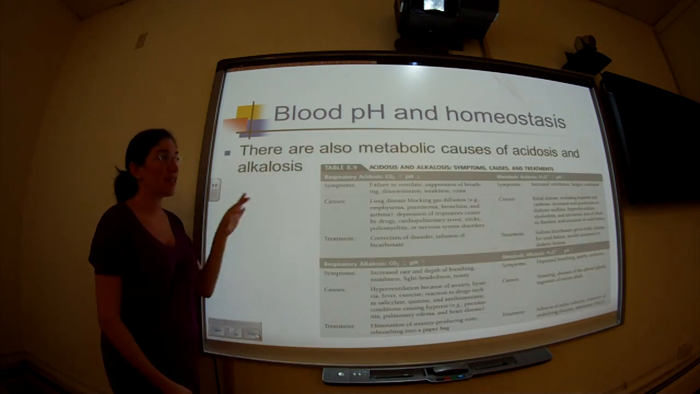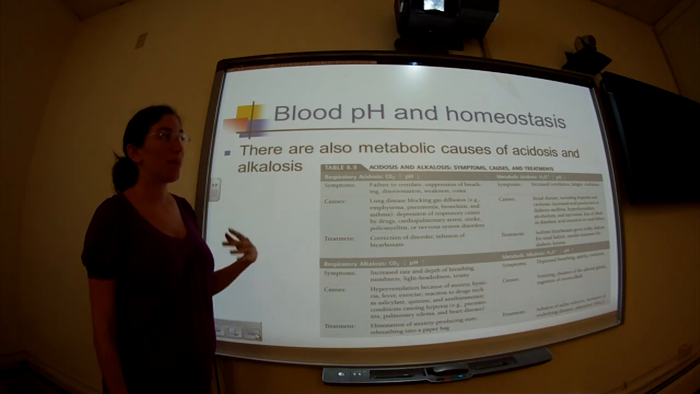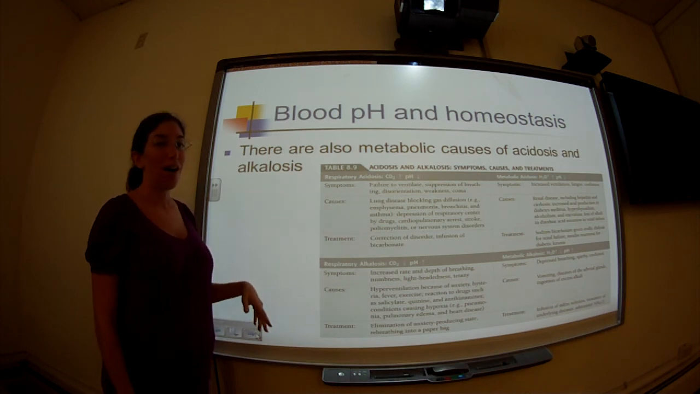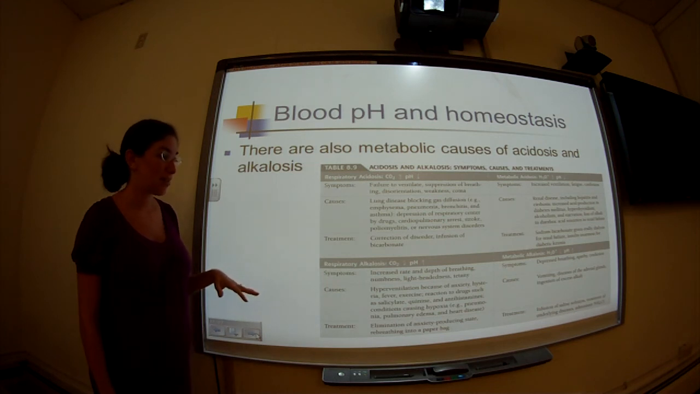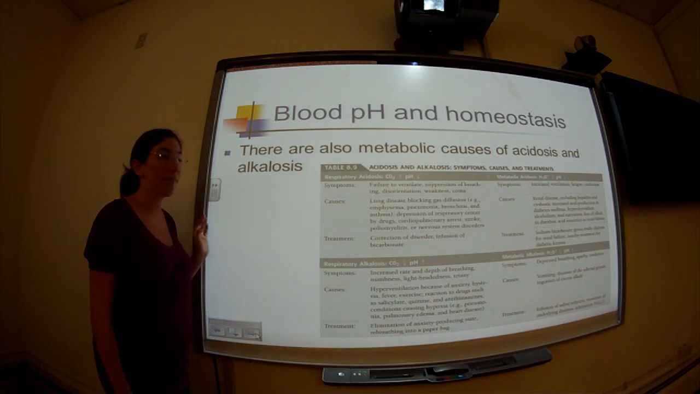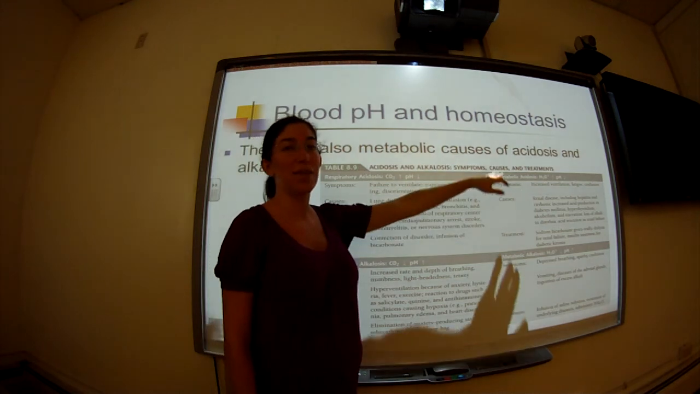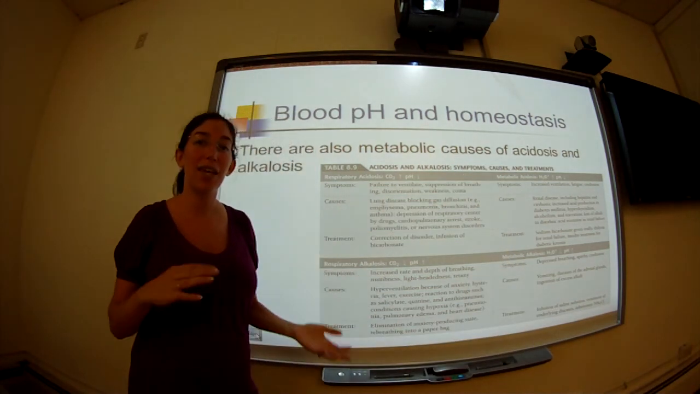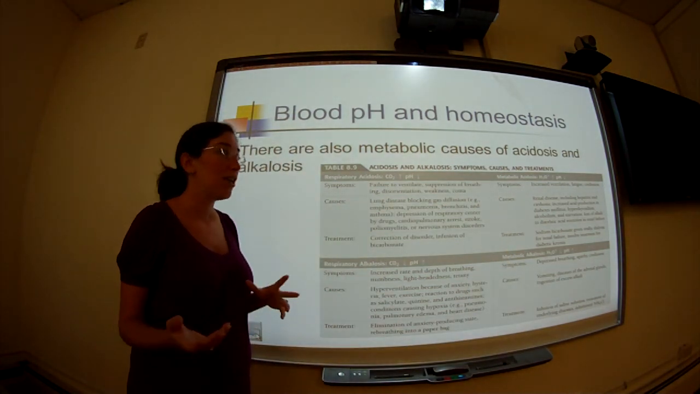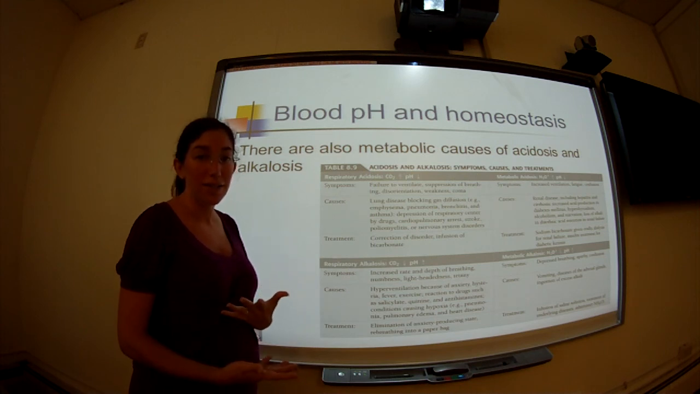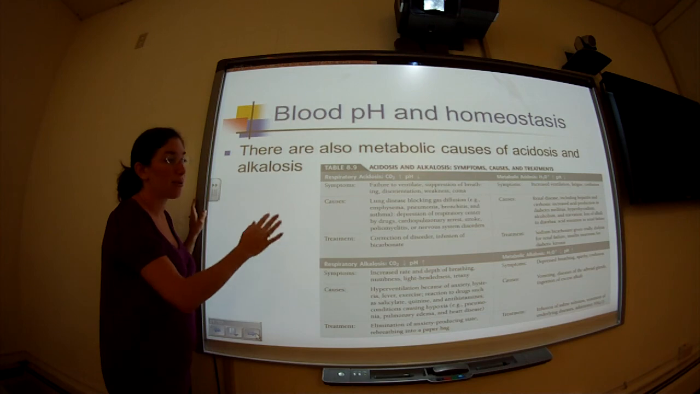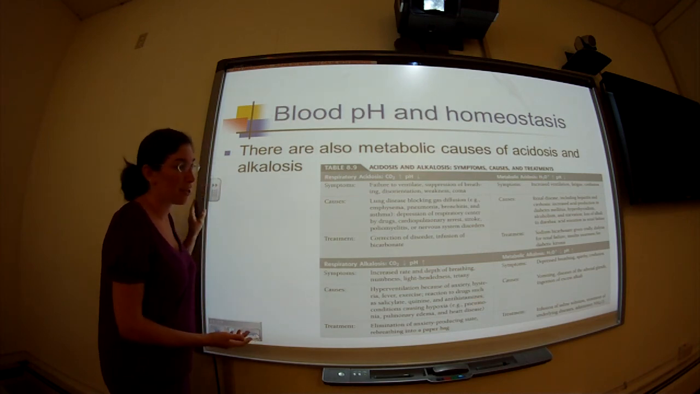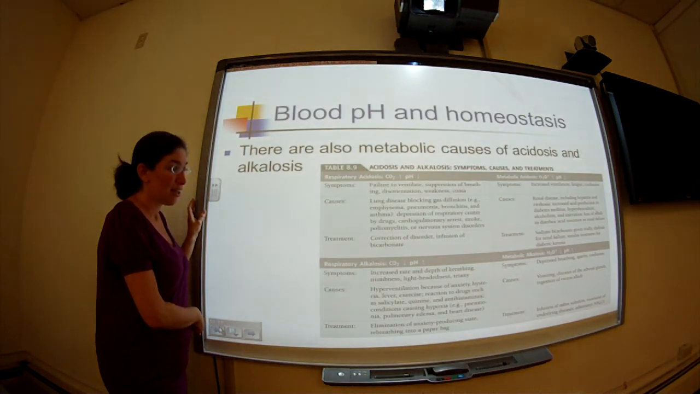So here's just a table from your book talking about some of the different symptoms of respiratory alkalosis and respiratory acidosis. There's also metabolic alkalosis and metabolic acidosis, acidification of the blood due to a metabolic disease, some kind of metabolic problem, as opposed to a respiratory situation. Okay? But that's kind of neat.